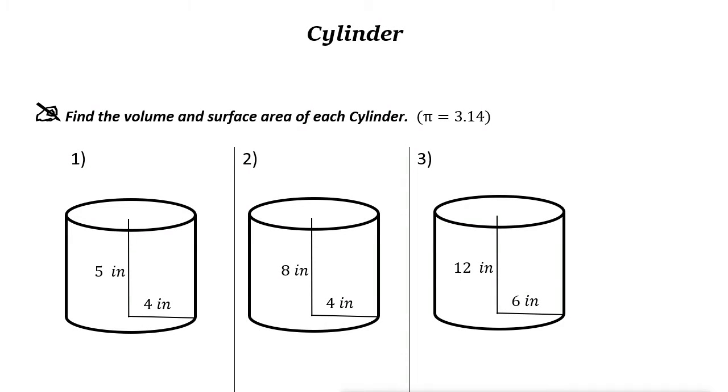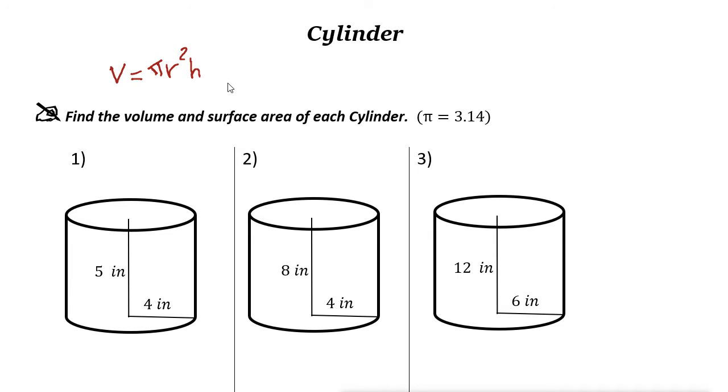Cylinder. A cylinder is a solid geometric figure with straight parallel sides and a circular or oval cross-section. So these are cylinders. To find the volume of each cylinder, just use this formula. It is pi r squared h.